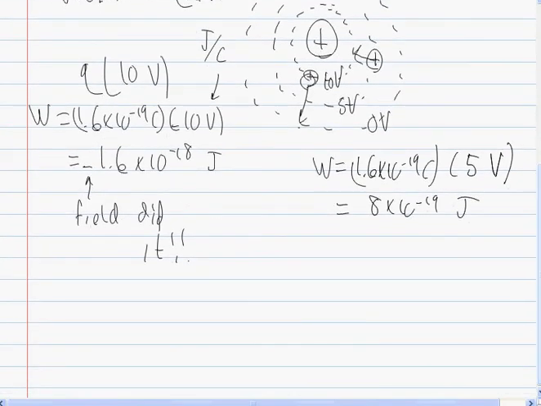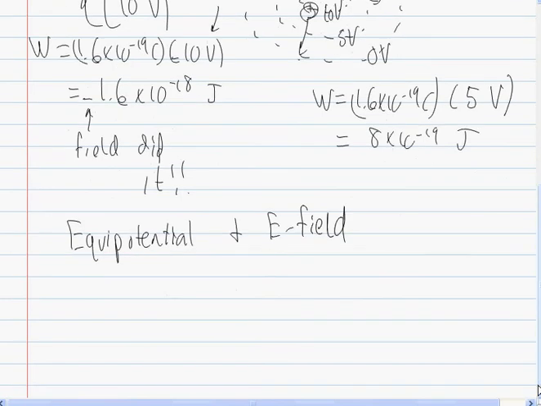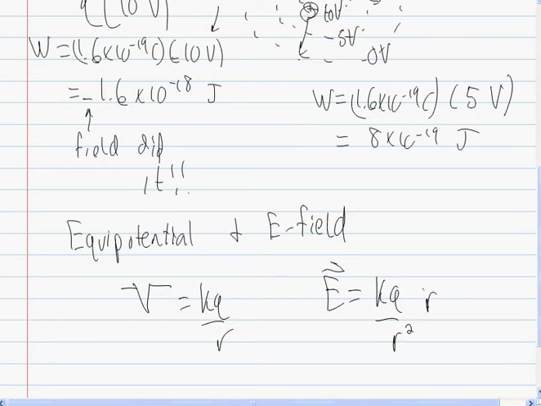Next, let's talk about the relationship between equipotential and electric field. Well, we know that the relationship between field and potential, let's say for a point charge, the potential is going to be kq over r, and the field is going to be kq over r squared. Of course, this is a vector, so it's going to go in the r direction. This is not a vector. It does not have a direction.